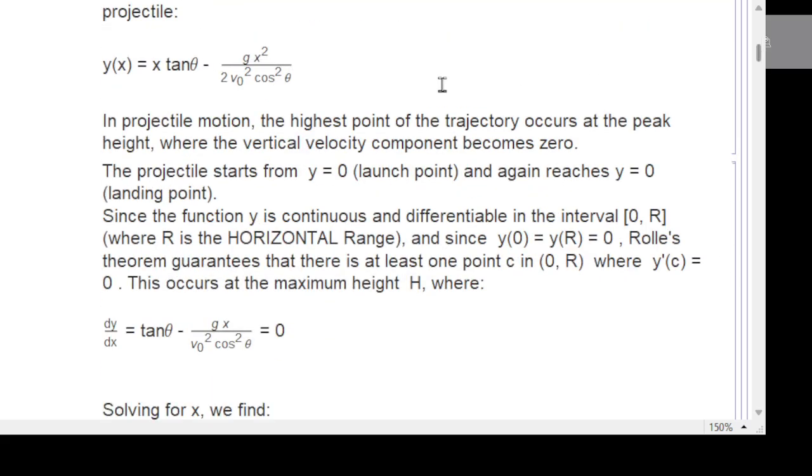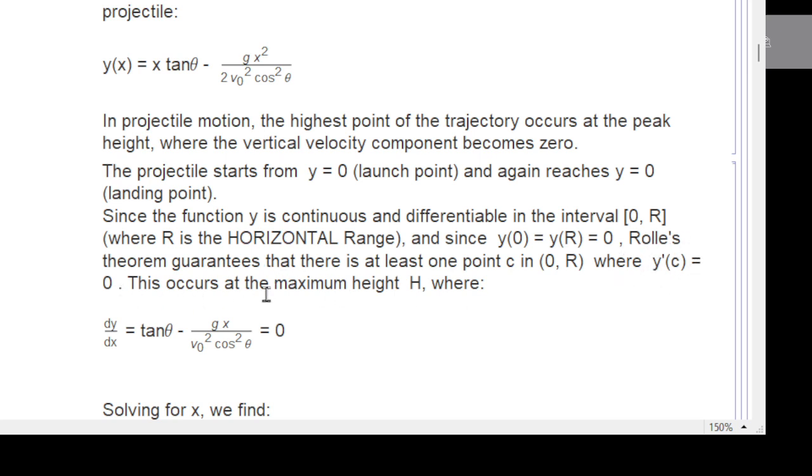Okay, so in the projectile motion, the highest point of trajectory occurs at the peak height where the vertical velocity component becomes zero. The projectile starts from y equal to 0, which is the launch point, and again reaches y equal to 0 at the landing point. Since the function y is continuous and differentiable on the interval 0 to R, so here we consider R as the horizontal range, and since y(0) and y(R) both are 0, Rolle's theorem guarantees that there is at least one point c where the derivative of the function becomes 0.